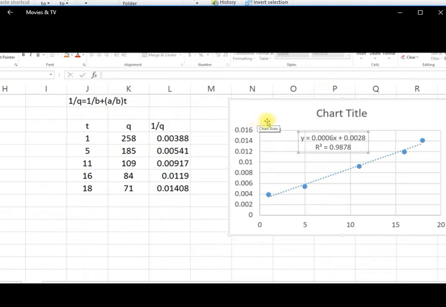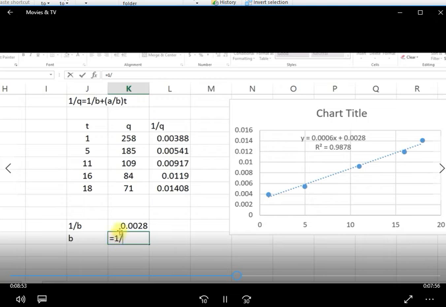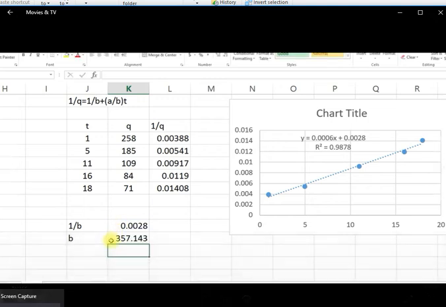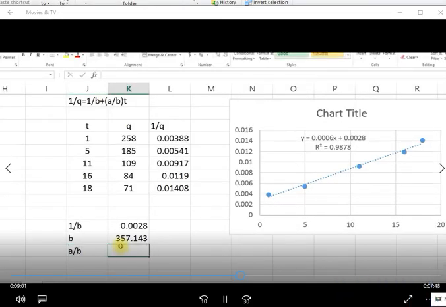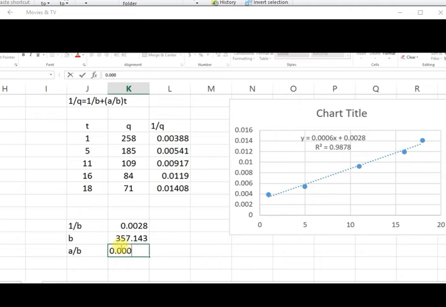And the coefficients: the slope is 0.006. So what is the slope? A over b. And the intercept is 1 over b, which is equal to 0.0028. This is the intercept. So what is b? B will be 1 over this, and a over b is the slope, and the value is 0.00306.